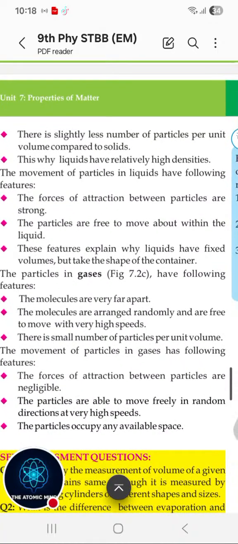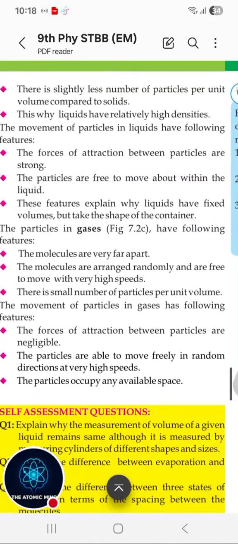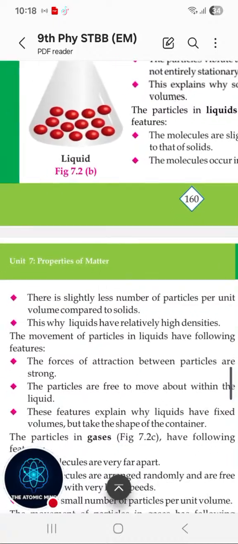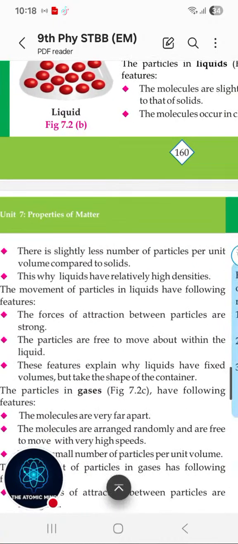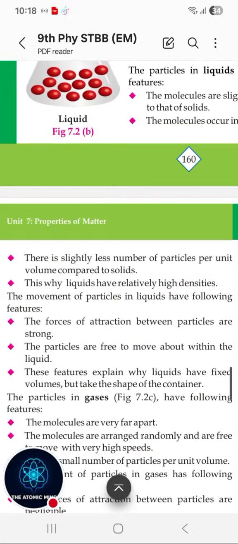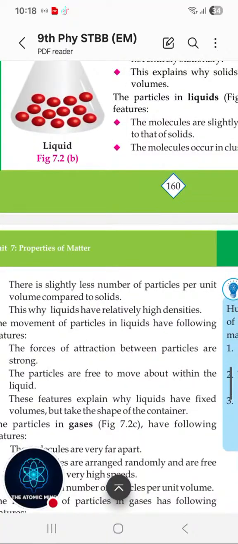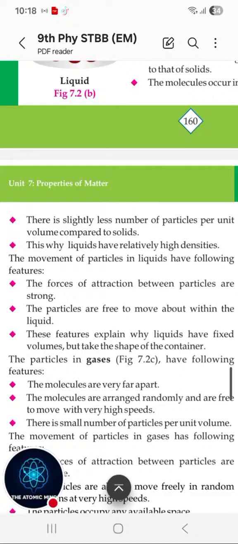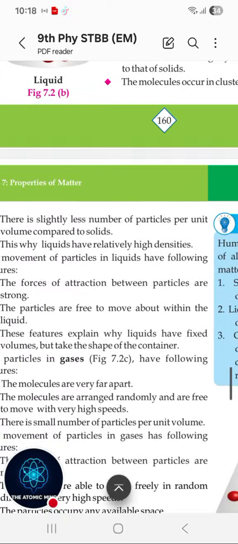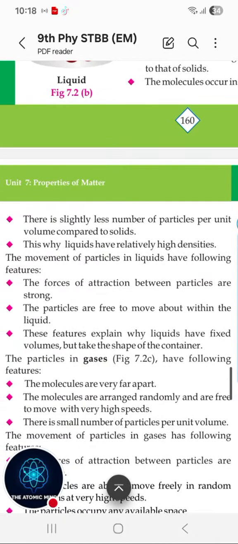The movement of particles in a liquid has the following features. The forces of attraction between particles are strong but less than in solids. The particles are free to move about within the liquid. These features explain why liquids have a fixed volume but take the shape of the container.